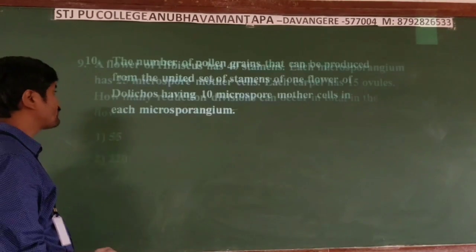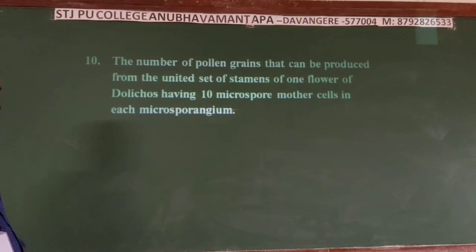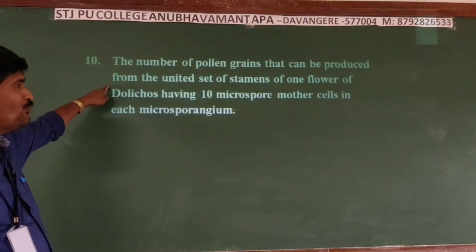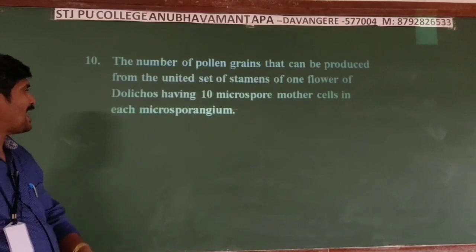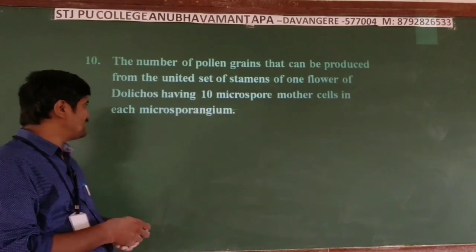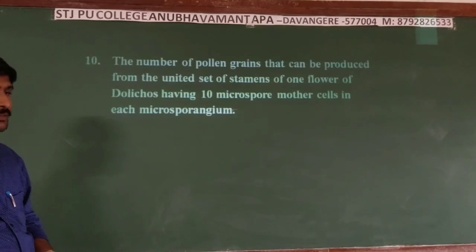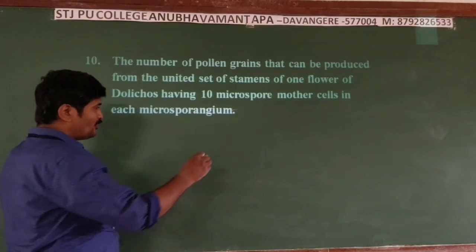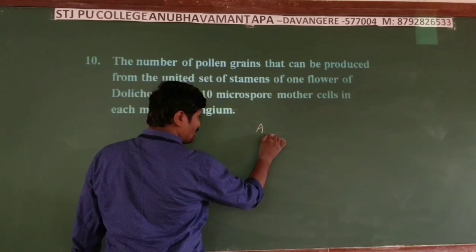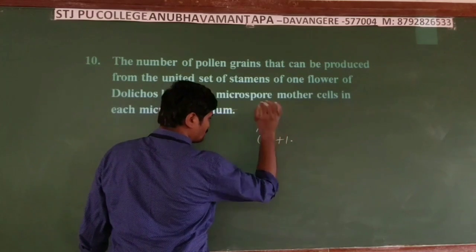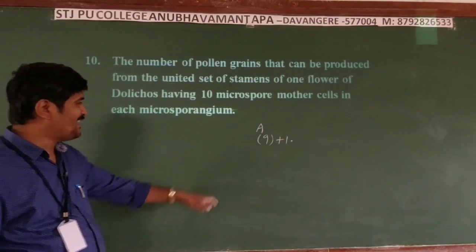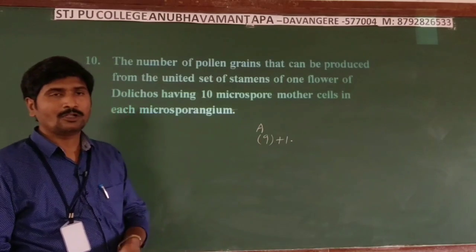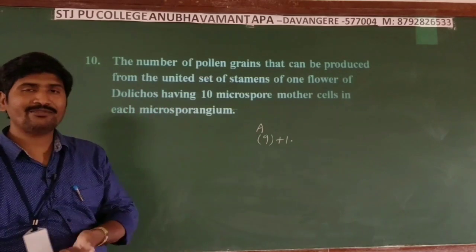See another question. The number of pollen grains that can be produced from the united set of the stamens of one flower of Dolichos, having 10 microspore mother cells in each microsporangium. Dolichos lablab belongs to the Fabaceae. You know, in Fabaceae the stamens are 9 plus 1. 9 stamens are united, 1 stamen is free. Total 10 stamens are present in the Fabaceae family.